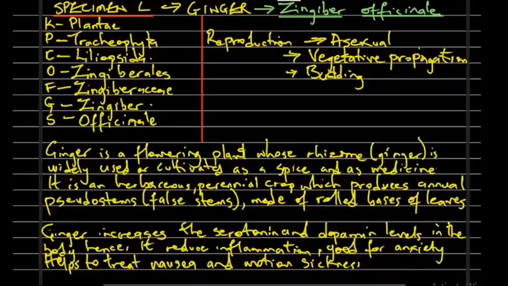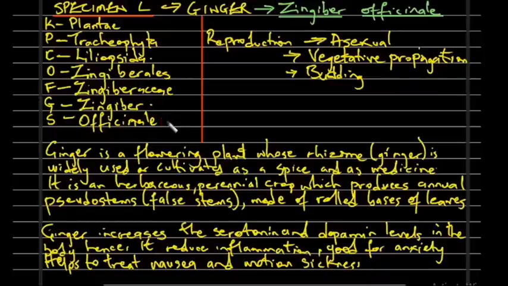We have the Zingiber officinale as our specimen L, the ginger rhizome. Looking at its classification, we have it starting from the kingdom, which is Plantae. The phylum is Tracheophyta. The class is Liliopsida. We have the order to be Zingiberales, and then the family is Zingiberaceae. We have the genus to be Zingiber and the species to be officinale.